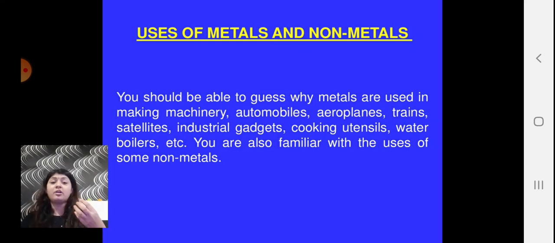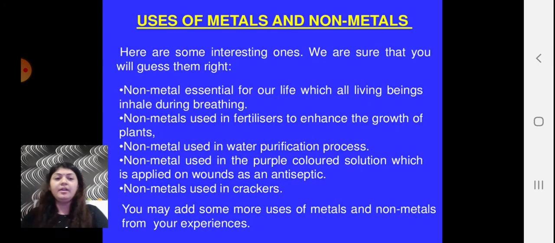Now the most important non-metals, as I already discussed with you, are oxygen and carbon dioxide. Carbon dioxide is taken by the plant, and in return the plant gives us oxygen and food by the process of photosynthesis. Now here are some interesting ones. We are sure that you will guess them right. Which non-metal is essential for our life, which all living beings inhale during breathing? So which is that non-metal?